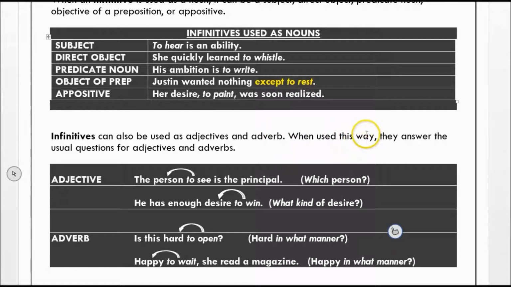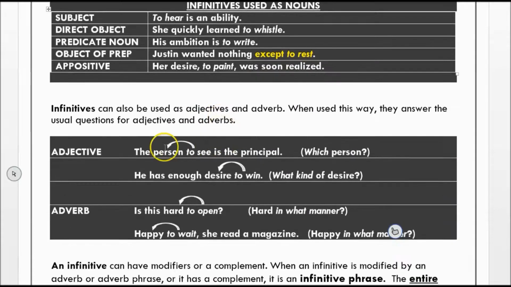When used this way, they answer the usual questions for adjectives and adverbs. Okay? So, the person to see is the principal. To see is the infinitive. It is describing person. It is saying which person you should see. So it's acting as an adjective in the sentence, modifying person. He has enough desire to win. What kind of desire does he have? He has the desire to win, and so here it is acting as an adjective modifying desire.